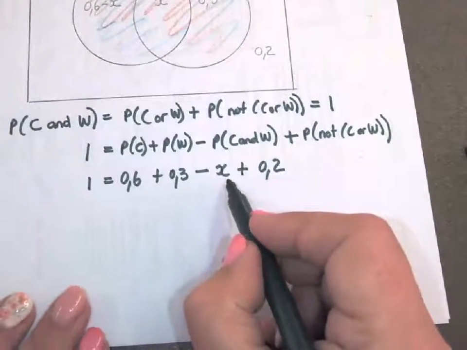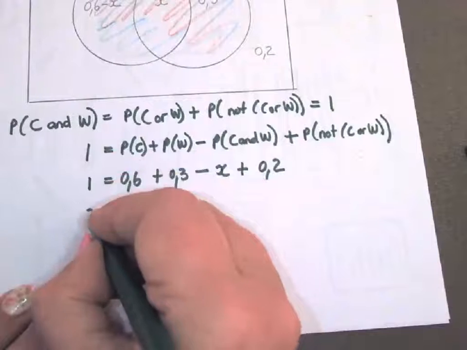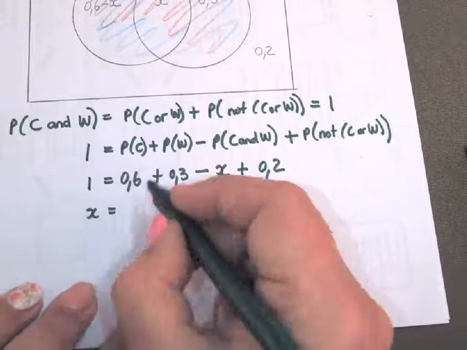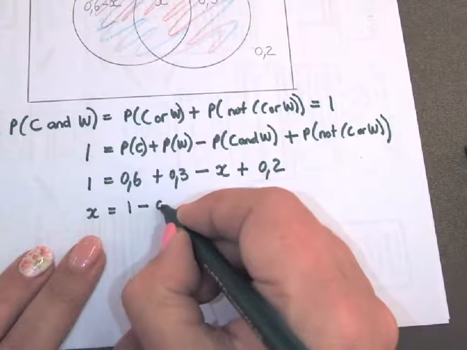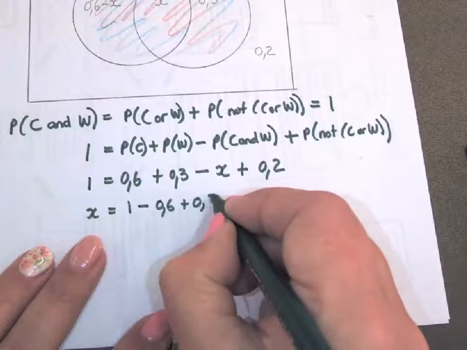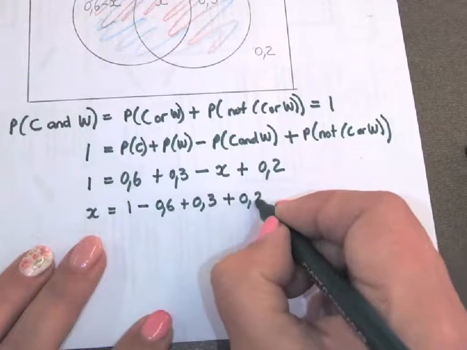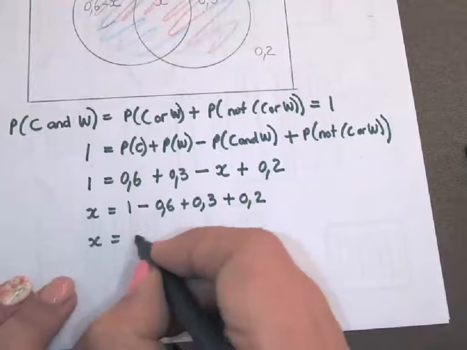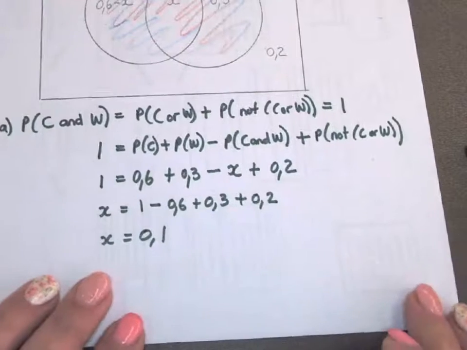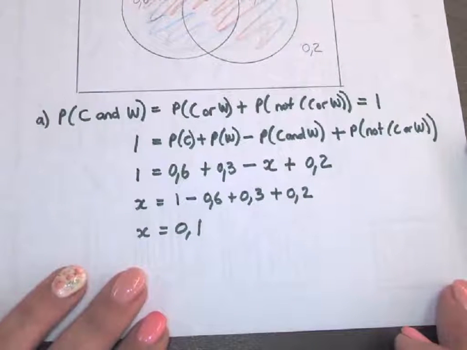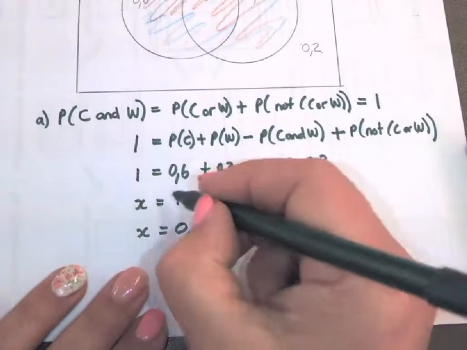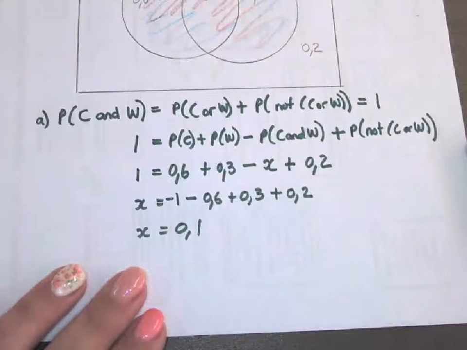And now you get x alone. Take the x to the left hand side. Take the 1 to the right. So it's 1 minus 0,6 plus 0,3 plus 0,2. And you get x is 0,1.